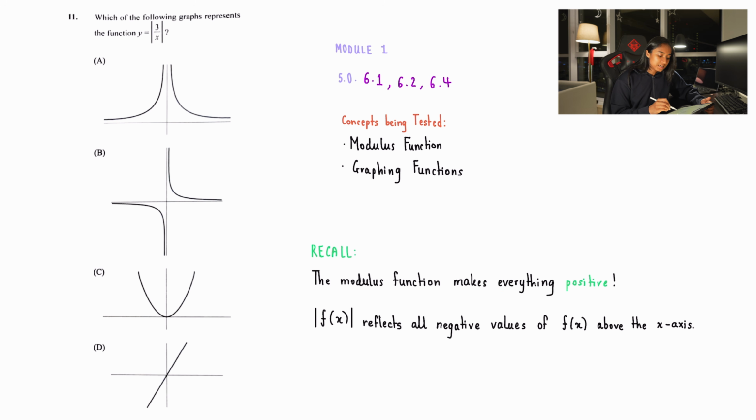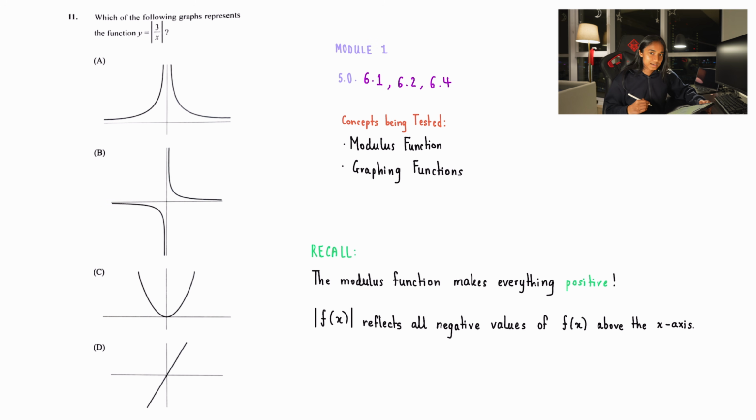That means that the mod of f of x reflects all negative values of the graph of f of x above the x-axis. So let's look at b, for example. Let's just say this is a function, and it went through the modulus function. We would reflect this negative part over the x-axis, so it would look like this. Well, way better than that. This is an asymptote, right? So it's not supposed to touch.